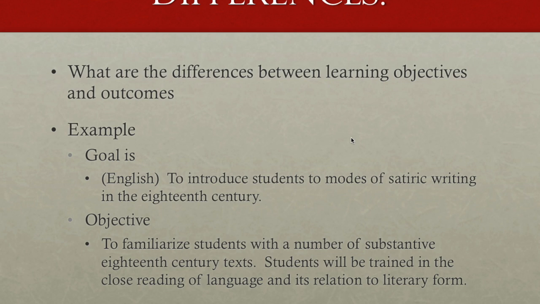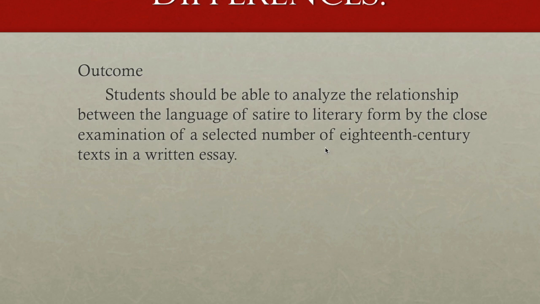Learning objectives and learning outcomes. There is a difference and it's relatively straightforward. Let's consider a goal in an English course, which is to introduce students to modes of satiric writing in the 18th century. That's our goal. We might phrase that as an objective to familiarise students with a number of substantive 18th century texts. Students will be trained in the close reading of language and its relation to literary form. That defines what we're going to be doing as teachers. That's the objective. From the student perspective, however, it's quite different. Students should be able to analyse the relationship between the language of satire and literary form by the close examination of a selected number of 18th century texts in a written essay.